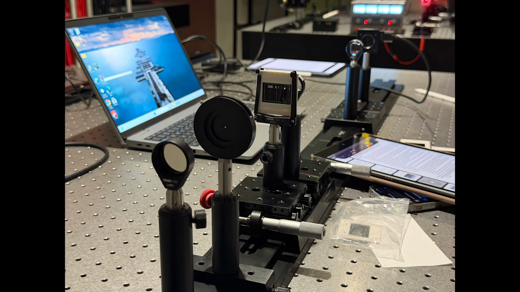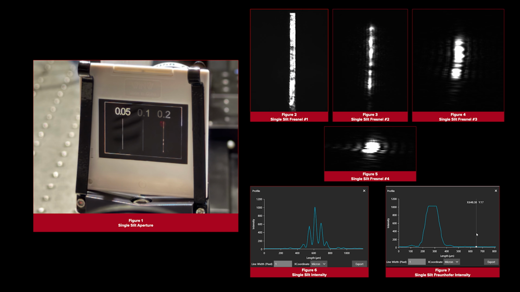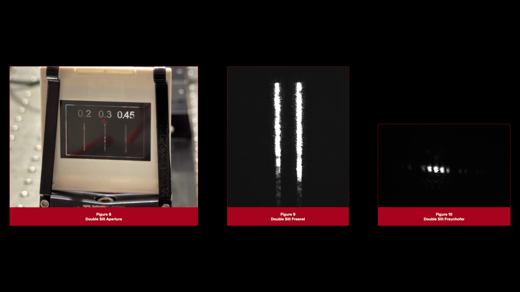Our setup used a laser diode, 3 lenses, an iris, a neutral density filter, an aperture holder, and a CCD camera connected to Thorlabs software. After aligning the beam, we captured 5 single slit images, from the sharp slit image through 3 Fresnel transitions to the Fraunhofer pattern, and repeated the process for the double slit.